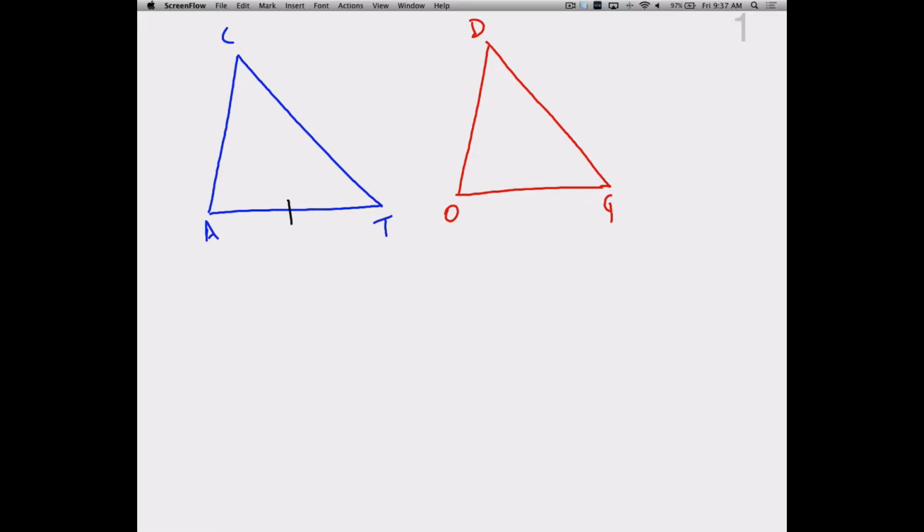Let's suppose I know that AT is congruent to OG, the original gangster, and DG is congruent to CT, and angle T, notice I can use only one letter there because there's only one vertex there, is congruent to angle G. You with me? What can I title this lesson?